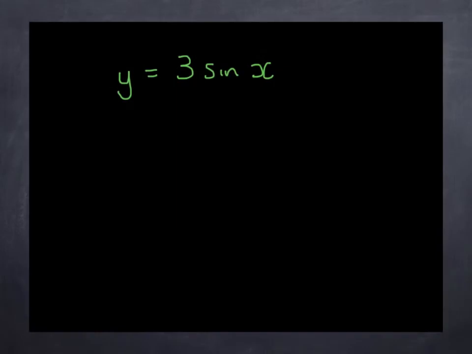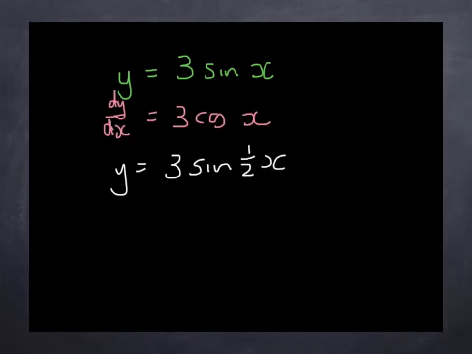The derivative of y equals 3 sine x would be 3 cos x. My new function is y equals 3 sine a half x. The derivative of y equals 3 sine a half x is y equals 3 over 2 cos a half x. So the angle hasn't changed, just the amplitude has changed. Let's generalize this and see what we think has happened.